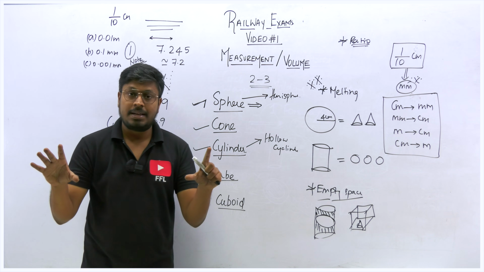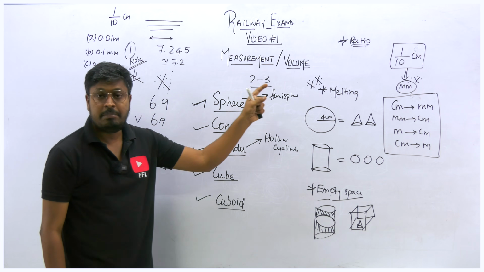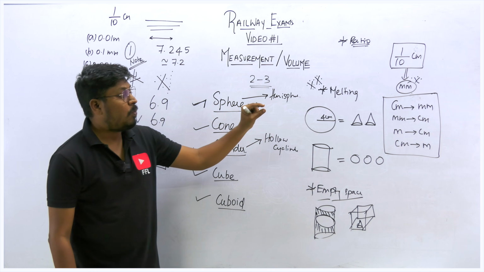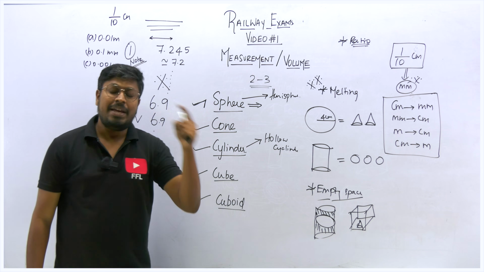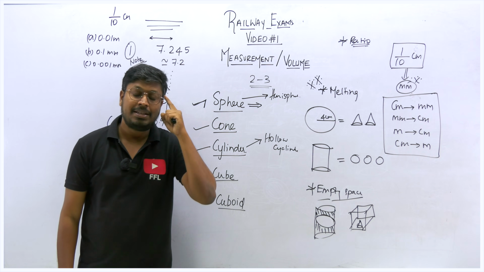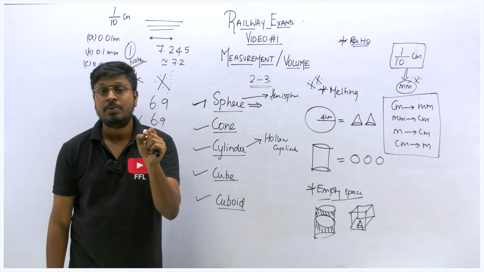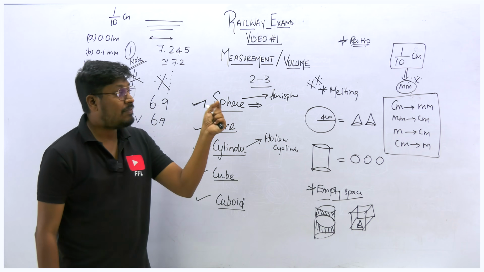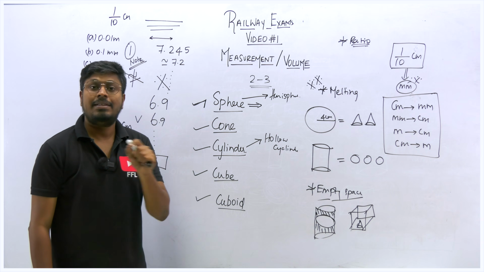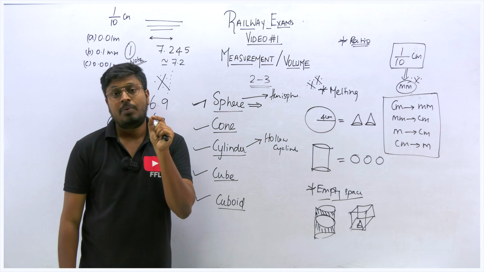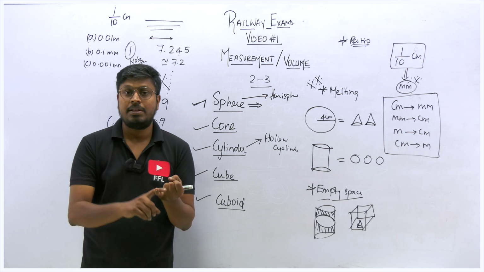What is important is the 3-dimensional shapes you have to learn, the important formulas you have to learn, and the different kinds of questions they have asked in your railway exam. And every time while solving a measurement topic, keep one thing in mind: you should not approximate any value in the measurement unless they have directly given the approximation in the question. If they have not given it, then you should not approximate the value while solving, because you won't get the final answer correctly. That is the most important thing you should remember.